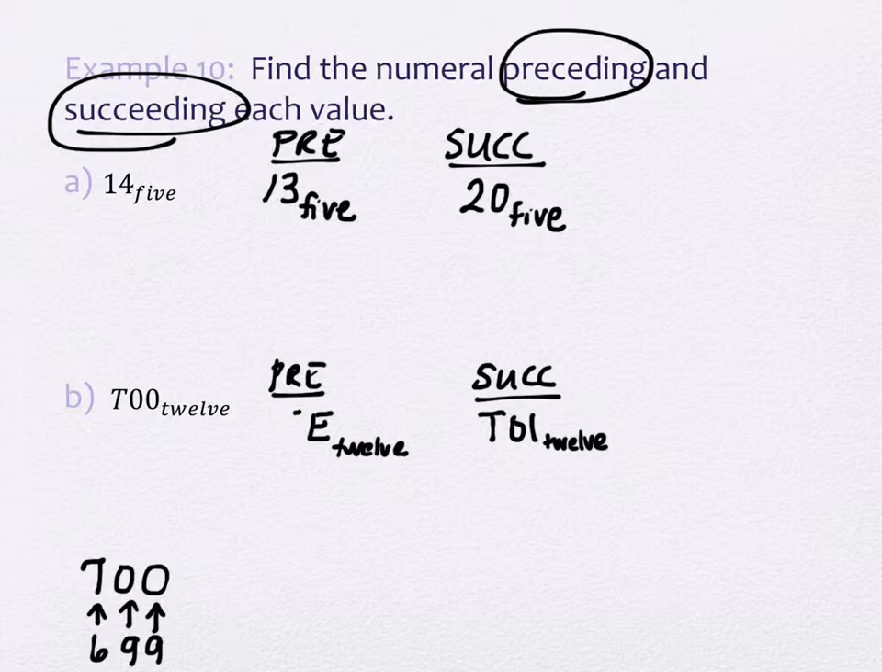It becomes an E as well. And then what happens to the T? It needs to go down 1. What does T mean? It means 10. So 1 down from 10 would be 9. So this is 9EE base 12.